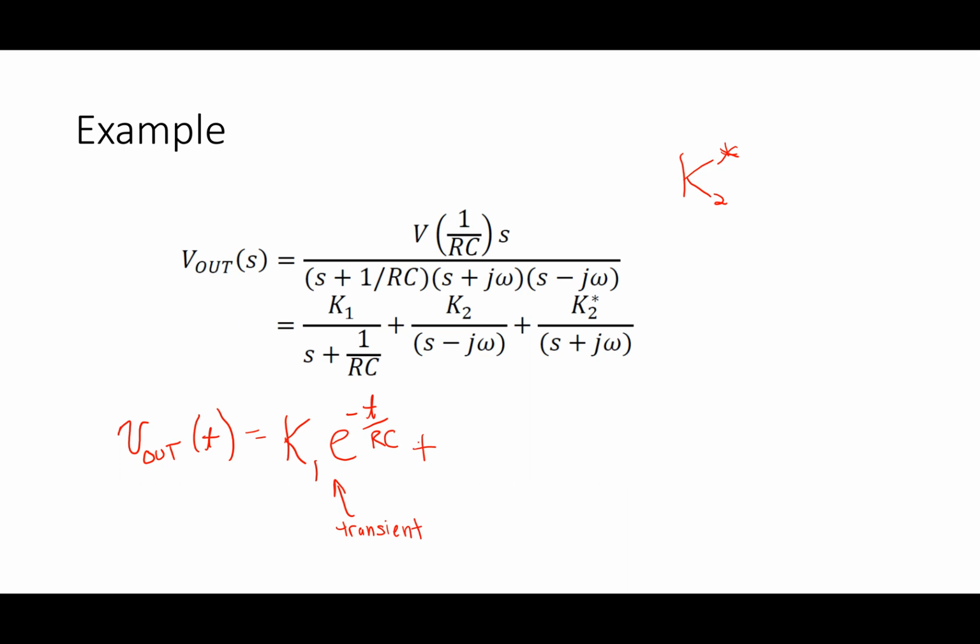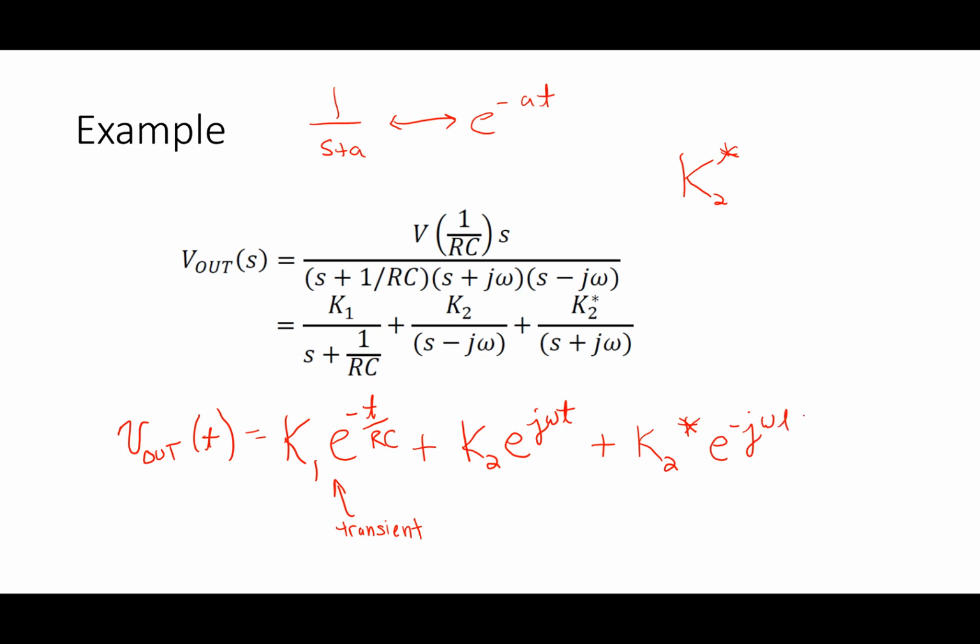Now, what do I get for the other two? They're going to be exponentials. K2 over S minus j omega becomes K2 times e to the j omega t, because if I have 1 over S plus a, it goes to e to the negative a t. So if I have a negative, it goes to a positive. And then K2 conjugate times e to the negative j omega t.